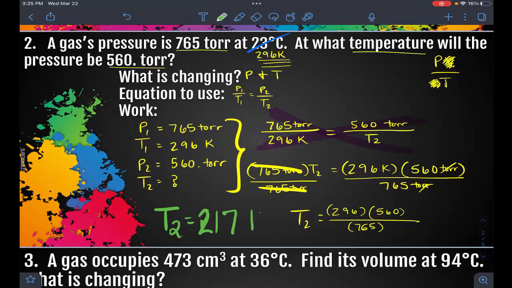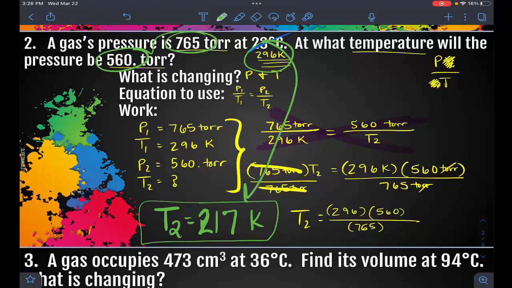And temperature is, of course, measured in Kelvin, so that is my unit. All right, does this answer make sense? The pressure went from 765 to 560. That's a decrease. And the temperature did the same thing. It decreased from 296 to 217. So the pressure decreased and the temperature decreased as well. So yes, this makes sense.